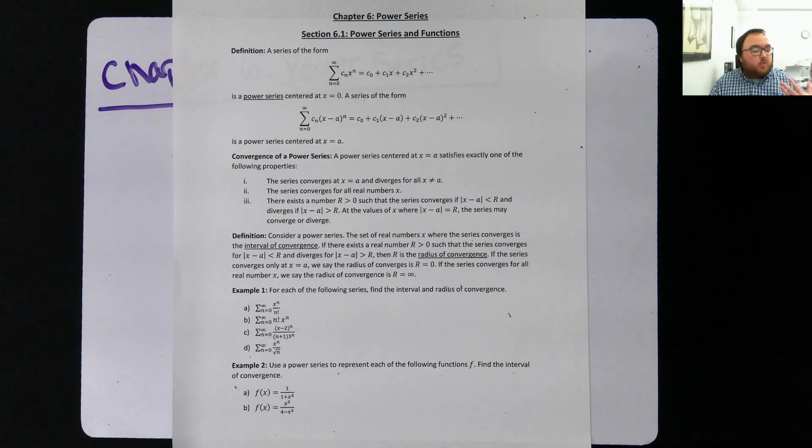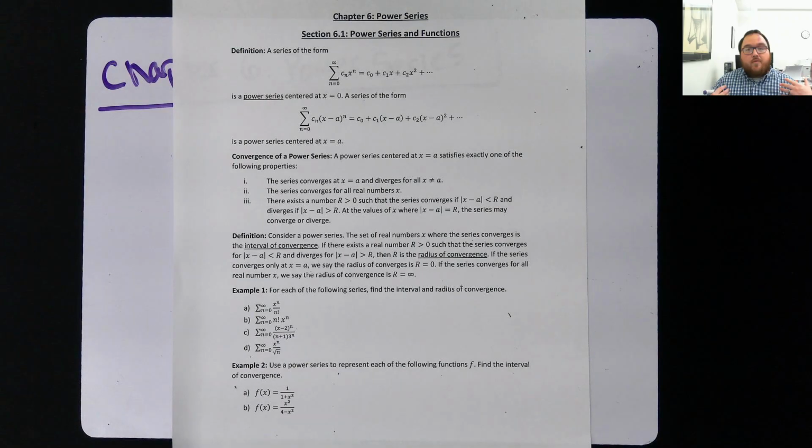The third one says there exists a number r such that the series converges if the absolute value of x minus a is less than r, and diverges if the absolute value of x minus a is greater than r. At the values of x where the absolute value of x minus a is r, the series may converge or diverge. So that's a lot of words. Basically what it means is that there's going to be an interval on which it converges.